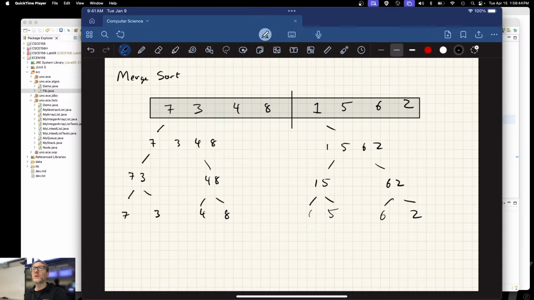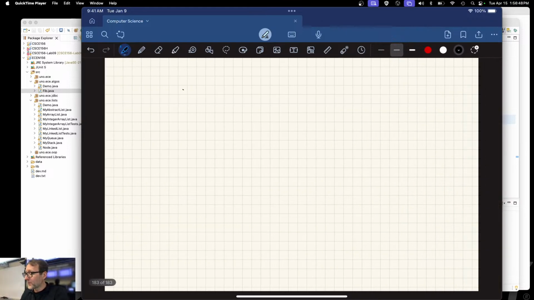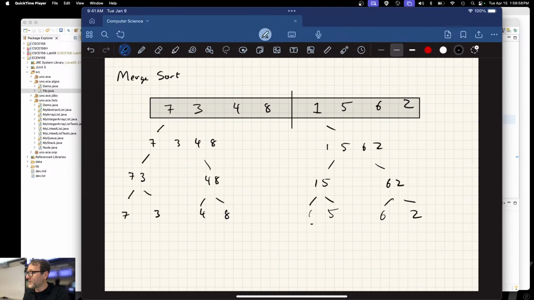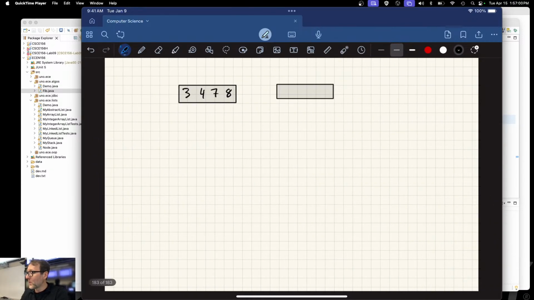And what I'm going to do is jump forward in the algorithm here. 3, 4, 7, and 8. Suppose I had that as a subarray. And then I have the other subarray here that's already been sorted: 1, 2, 5, and 6. What I need to do now is merge them together, giving you merge sort.